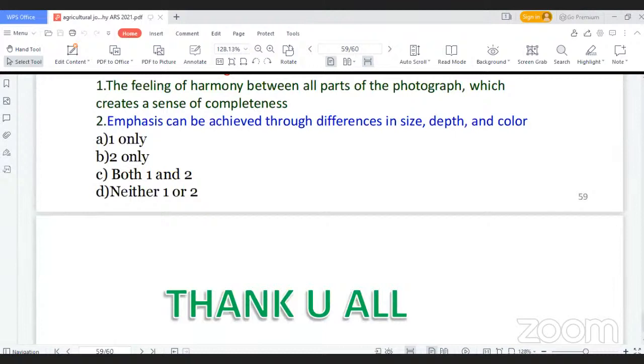Sir, excuse me, sir. Sir, slide is not next, sir.